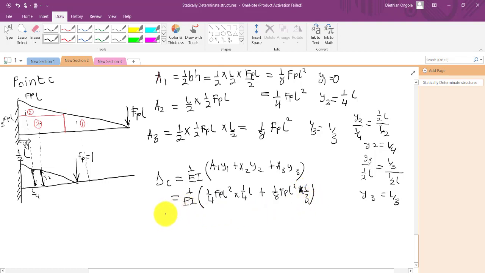What do we get? We get that delta C would be equal to 5 over 48 FPL cubed over EI. Writing it in the other form, it would be 5 over 48 EI times FPL cubed. So basically that is how we would deal with such a problem.